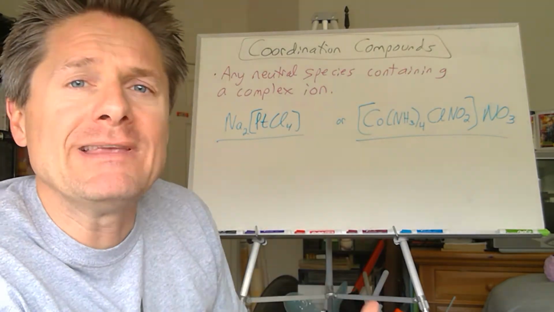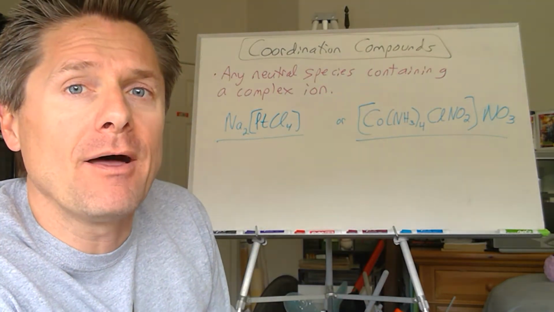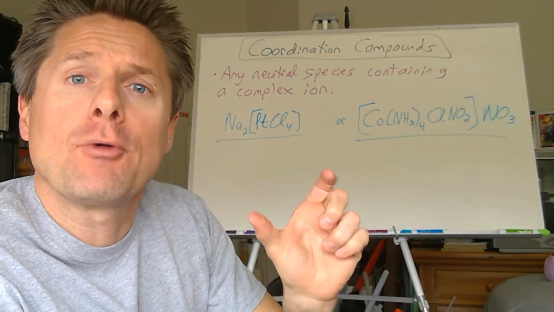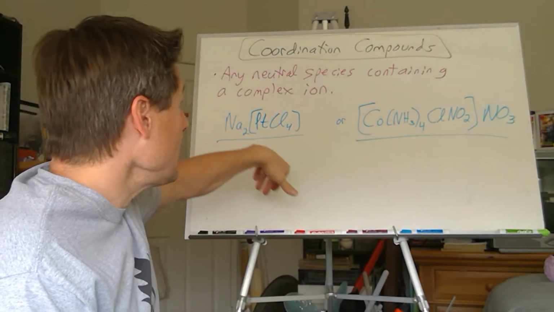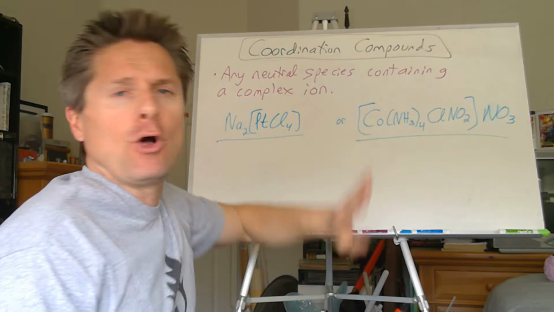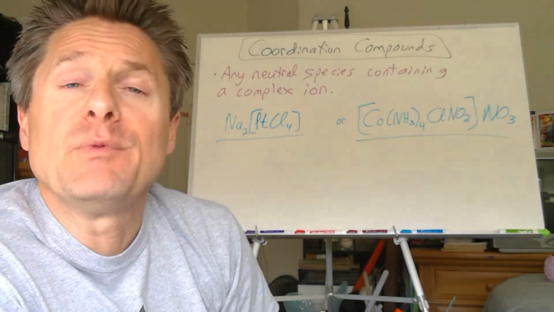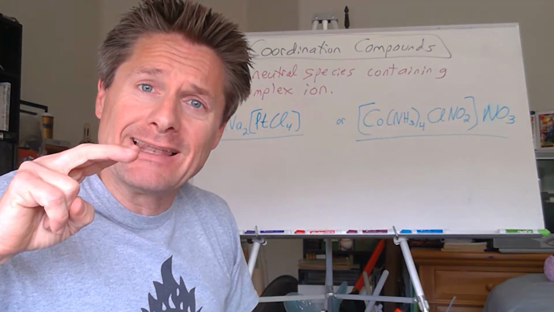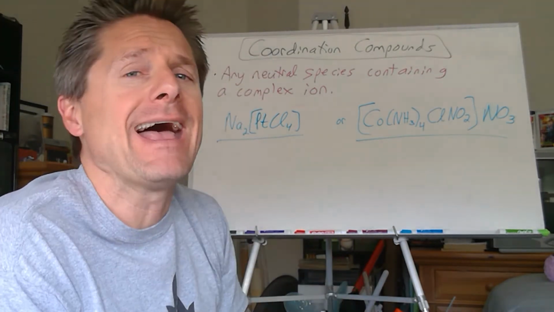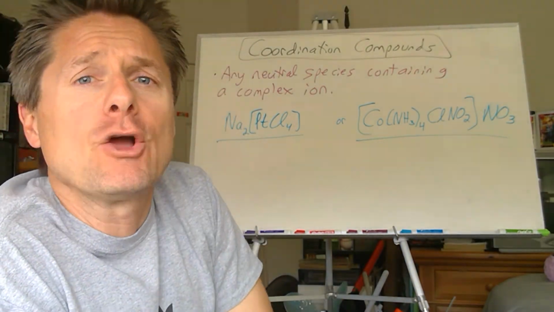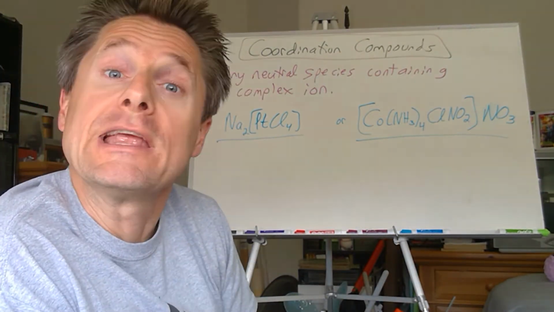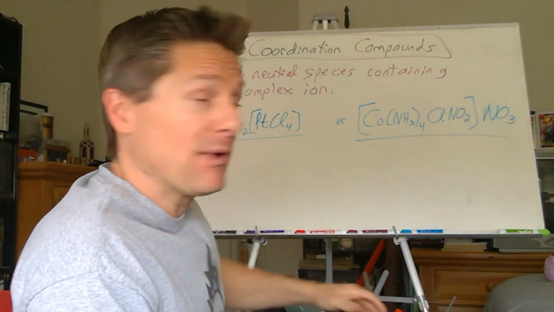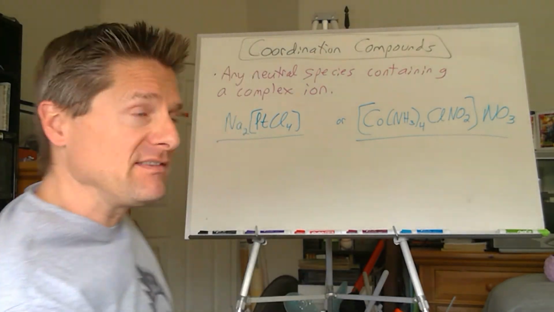And when you put them together, you get a coordination compound. That's a neutral species that contains a complex ion and a counter ion to create electrical balance, right? That's how you identify it. The reason they call them coordination compounds is because when the Lewis base, the ligand, comes in and attaches to the Lewis acid, the metal center, that's a coordinate covalent bond. So they're called coordination compounds. Hey, application of Lewis acid base theory.